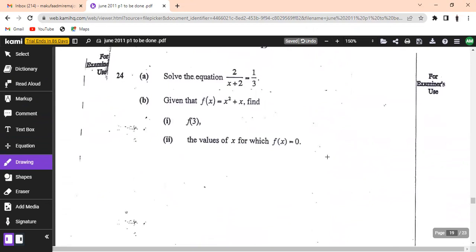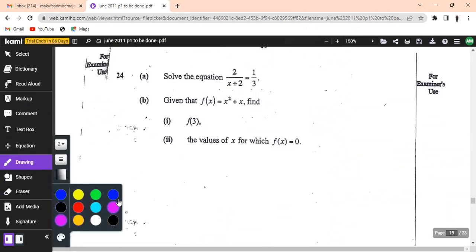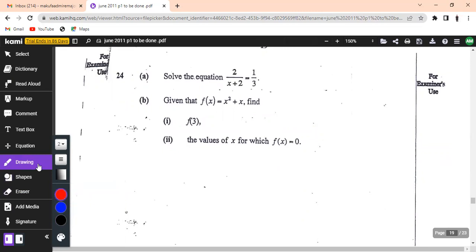And number 24, solve the equation. As you can see, guys, this is a normal equation. What are you going to do? Try and apply your basic knowledge of fractions and so forth. You can cross multiply, isn't it? Here you can cross multiply, guys. Here these two can multiply each other. 3 times 2, which is 6, is equal to x plus 2 times 1 is just going to remain as x plus 2.